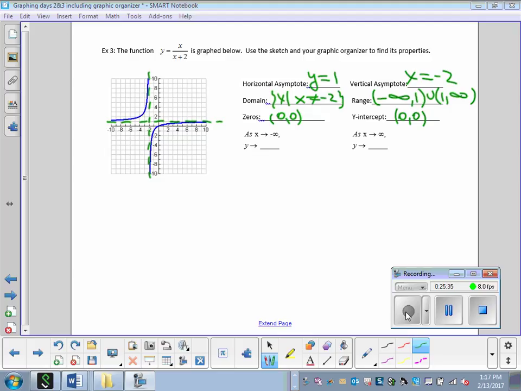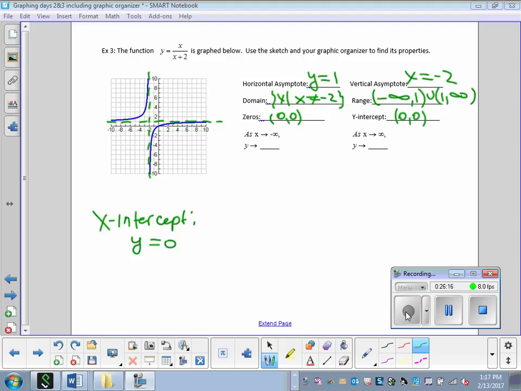What if I didn't have the graph? How would I figure out my zeros? What do I need to do if I only have the equation? Or if I don't want to graph it, just by looking at the equation, how do I figure out zeros? Plug what in? For the x-intercept, which coordinate do I know, x or y? Y, right? So I know for the x-intercept, y has to be 0.